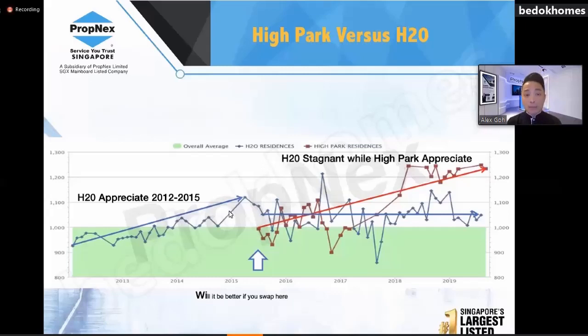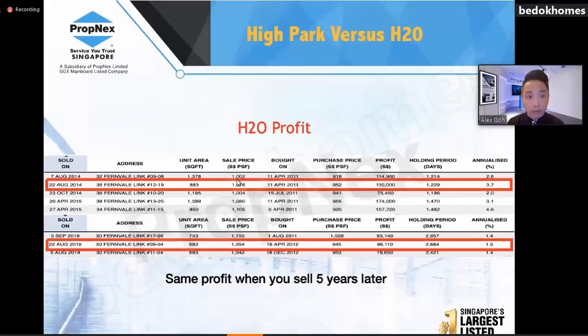So what I'm trying to say is, if this H2O owner were to sell here and change here, they would have made another round of profit, which is what I'm going to show you next. You see, an H2O owner bought in 2011. I take two examples of the same size, 883 square feet. One sold in 2014 and made 110,000 profit. Another owner bought in 2012, also 883 square feet, sold in 2019 and made 96,000. This means the second owner, who held another 5 years, didn't make more money. The amount they made is almost the same.